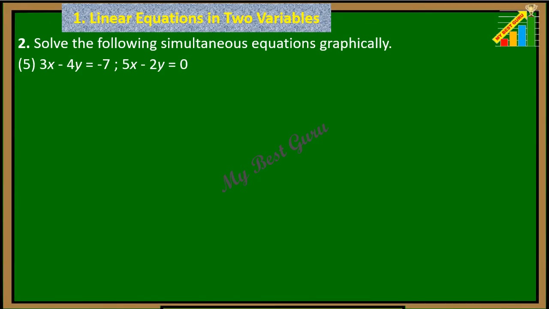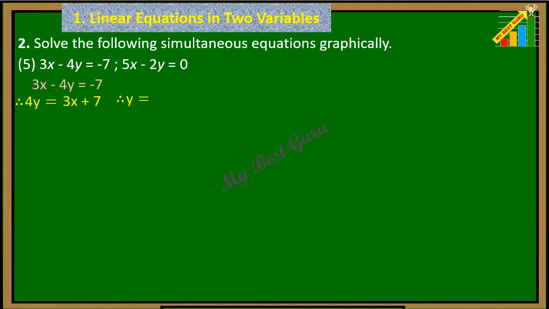Question number 5, 3x minus 4y is equal to minus 7 and 5x minus 2y is equal to 0. Now we have to solve these simultaneous equations graphically. So we have the first equation, 3x minus 4y is equal to minus 7. Now the next step is we will find out the value of 4y. So 4y is equal to 3x plus 7. See, this 4y has a subtraction sign, so we will take it from the LHS to the RHS. So it is 4y, and this minus 7 from our LHS will come towards the RHS, so it is plus 7.